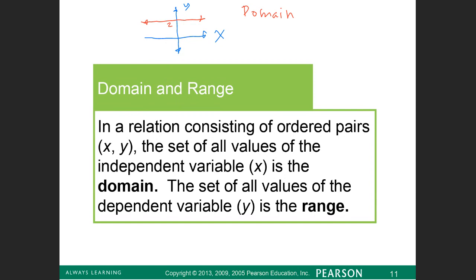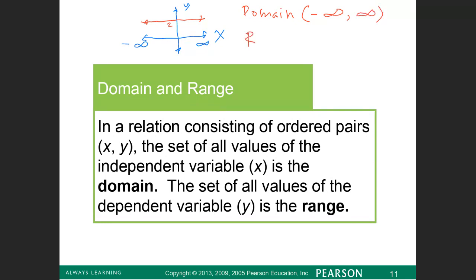So the domain, if you're looking at this graph, it occupies all values for the x-axis. So that would be negative infinity, the smallest, and the highest is positive infinity. So our answer here would be all real numbers for the x-axis, and in interval notation, that would be negative infinity going to infinity.